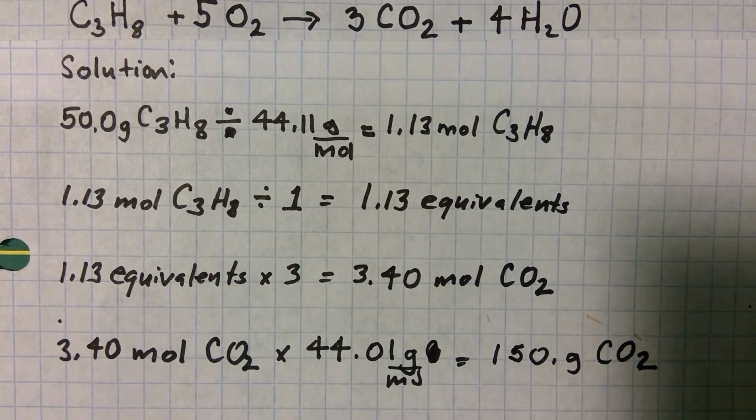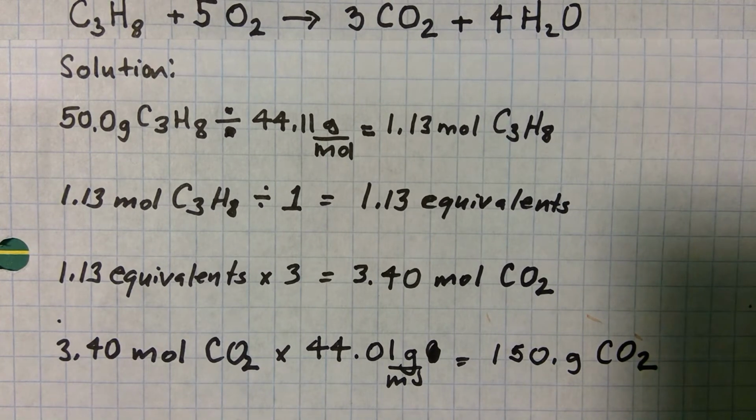Finally, take the 3.40 moles of CO2 and multiply by its molar mass of 44.01 grams per mole. That's 12.01 for carbon plus 2 times 16.00 for oxygen to get the 44.01. You'd end up with 150 grams of CO2.